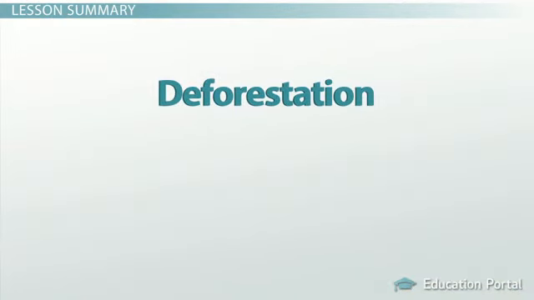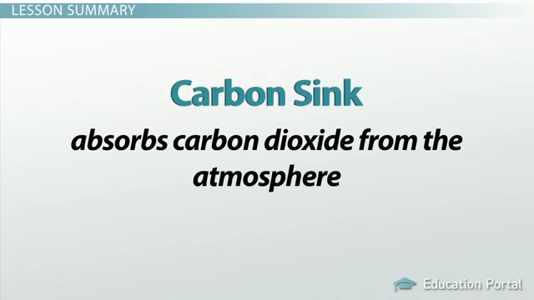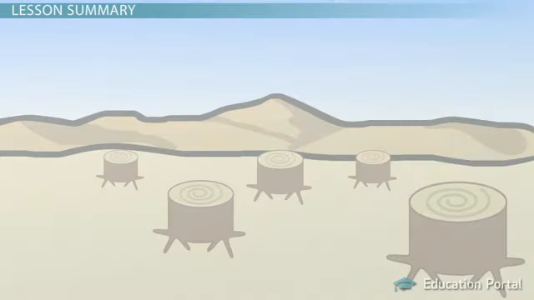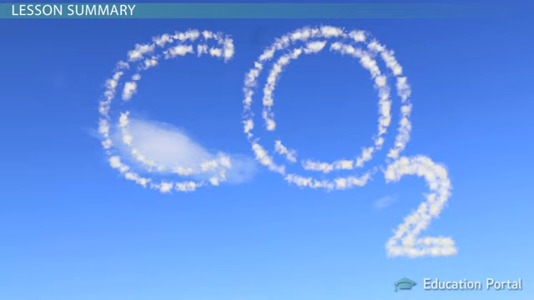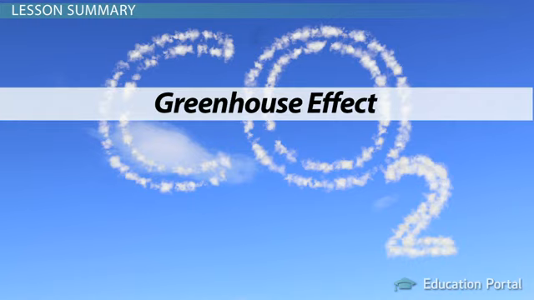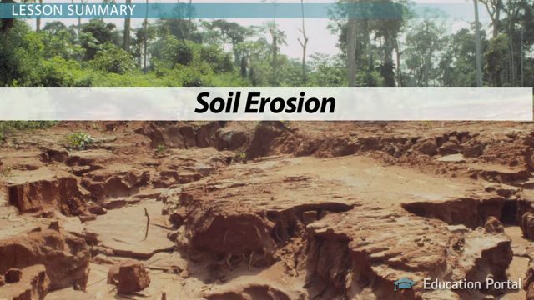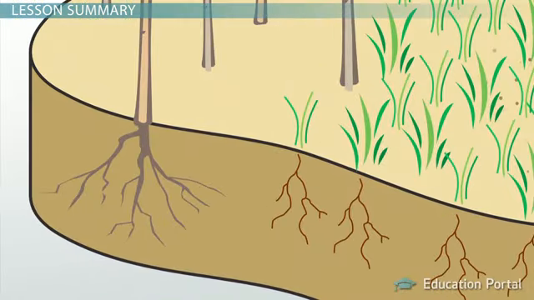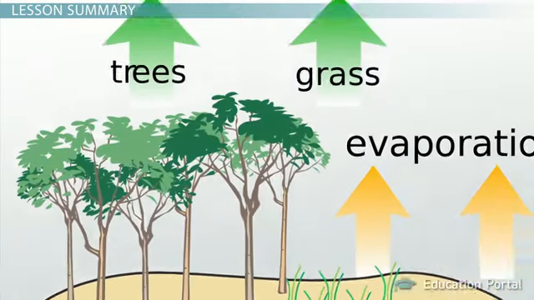Let's review. Deforestation is defined as the cutting down or clearing of trees from a wooded area. A forest acts as a carbon sink because it absorbs carbon dioxide from the atmosphere. When trees are destroyed, they release the stored carbon dioxide back into the atmosphere, which contributes to the greenhouse effect. Trees prevent soil erosion and play a pivotal role in the water cycle by absorbing water in the ground and returning water vapor back to the atmosphere.